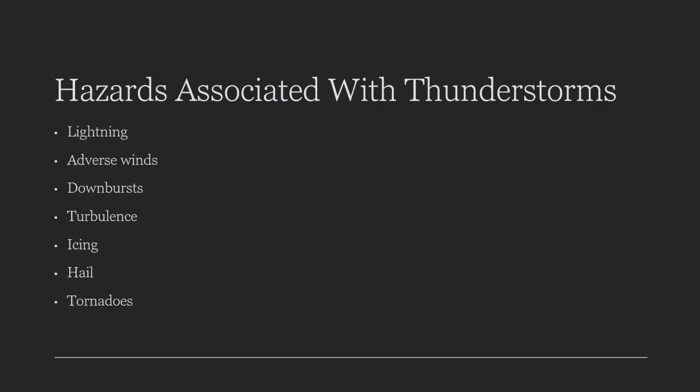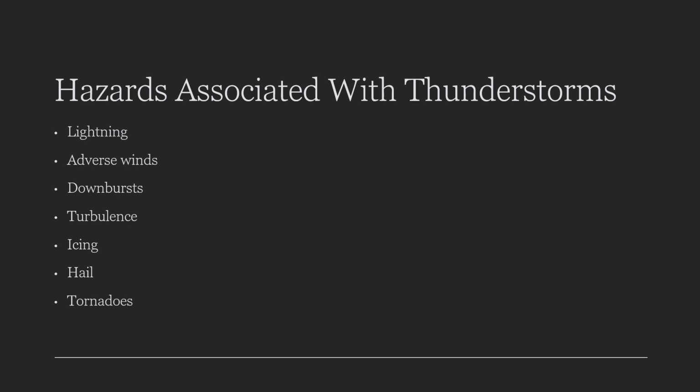Hazards associated with thunderstorms. A thunderstorm can pack just about every aviation weather hazard into one vicious bundle. These hazards include lightning, adverse winds, downbursts, turbulence, icing, hail, rapid altimeter changes, static electricity, and of course, tornadoes.